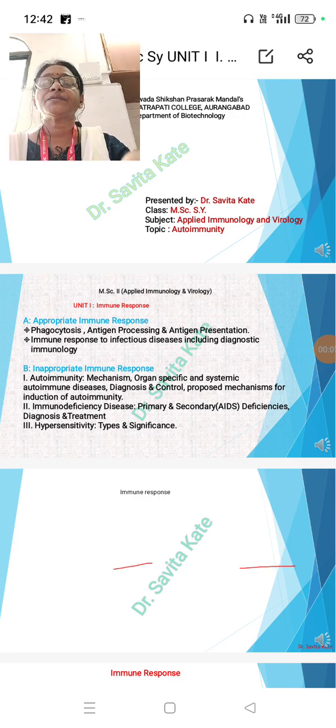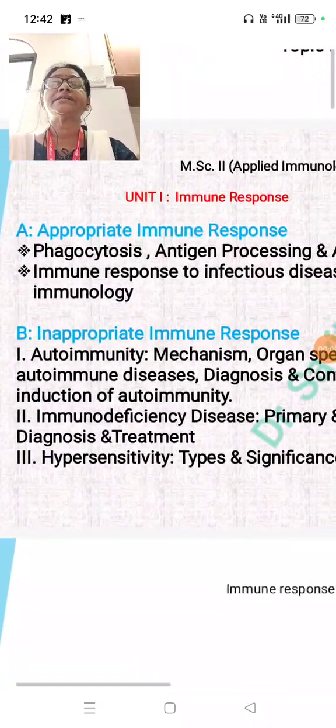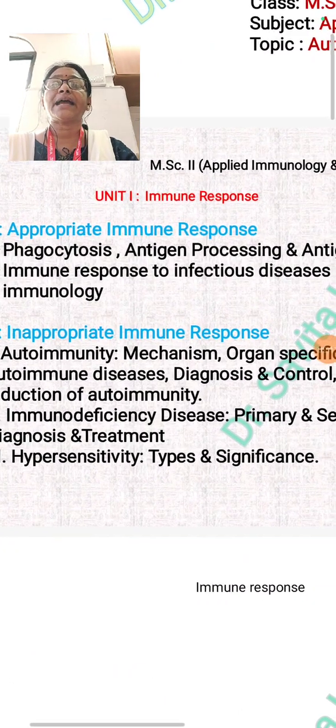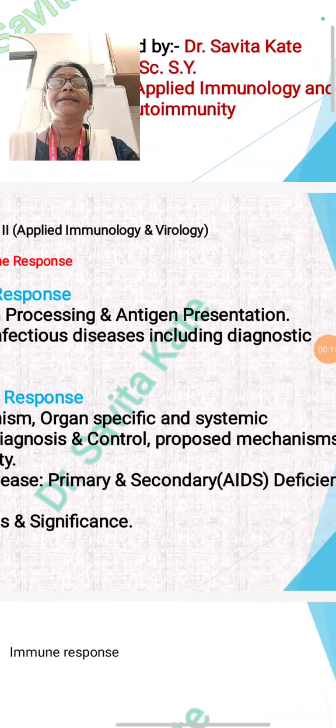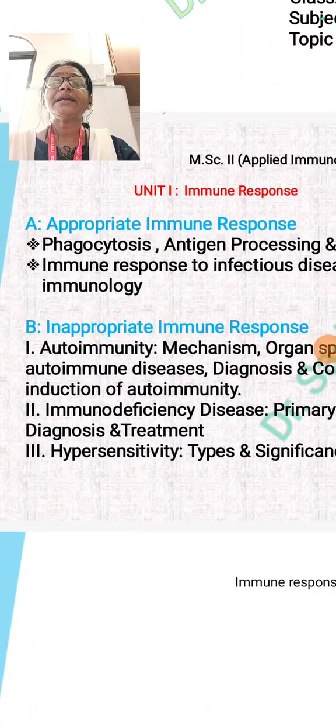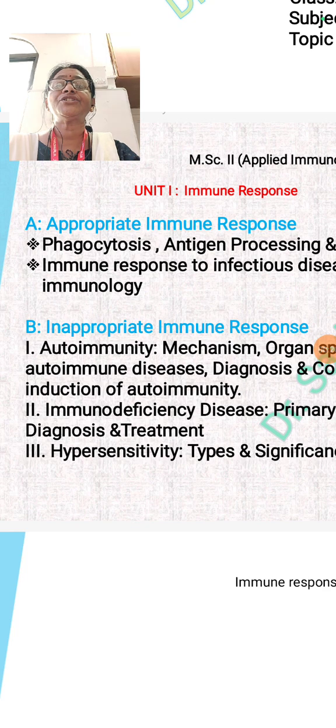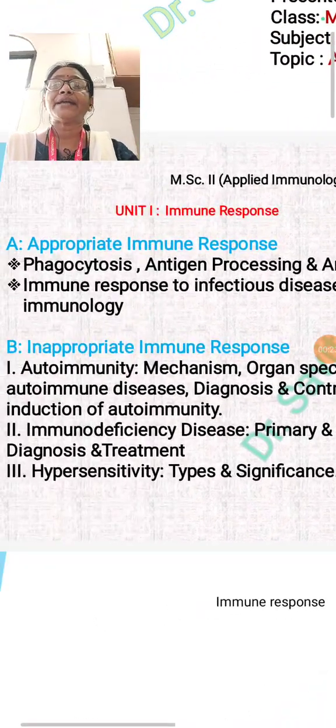Today we are starting with our first unit, that is immune response. In that immune response, we first have to discuss the appropriate immune response, that is phagocytosis, antigen processing and antigen presentation. The second one is the immune response to infectious disease, including diagnostic immunology.